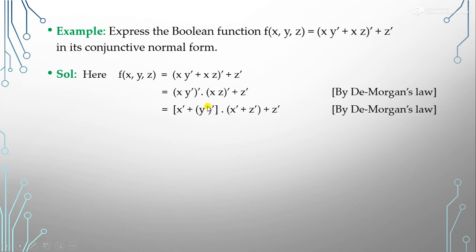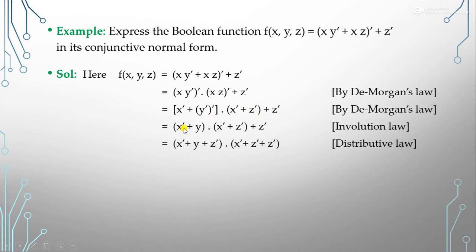Now this becomes y by the involution law. After that we use the distributive law with z, x dash plus y plus z dash and x dash plus z dash plus z dash. After that z dash plus z dash is z dash by the idempotent law, a plus a is equal to a. And because here we do not have the y term, we include y dash, that is equal to 0. So we add y dash to convert into the CNF.